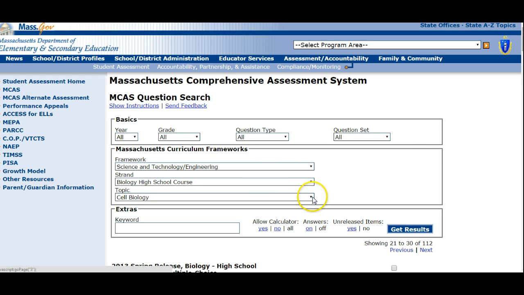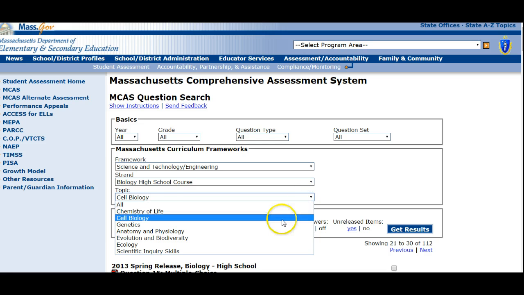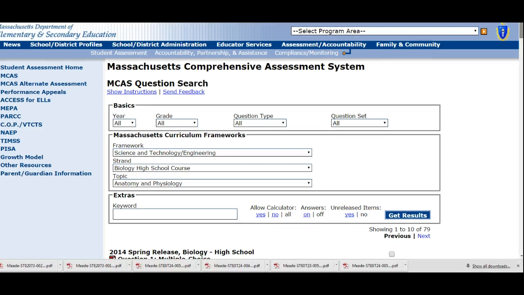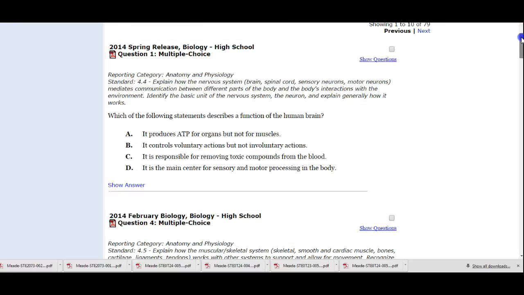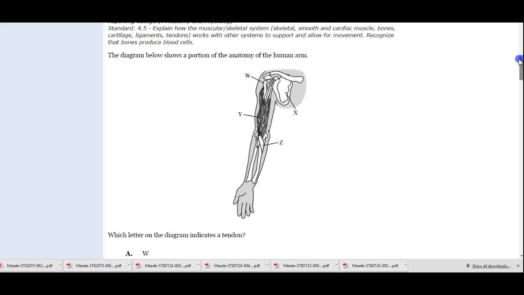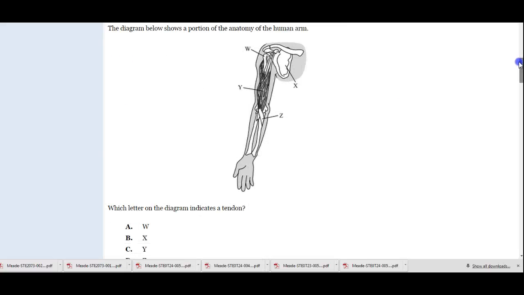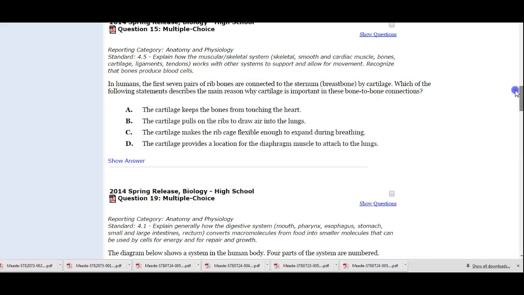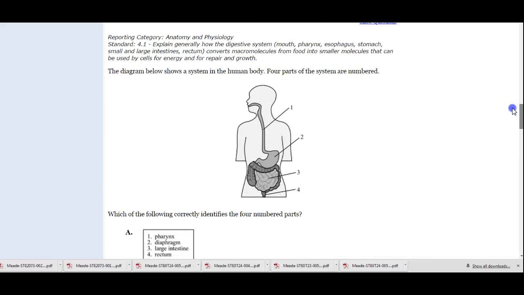So let's go to some very, very quick anatomy questions. And we spent a lot of time on digestion, and we've been talking about the respiratory system the entire year. We're going to spend a lot more time on anatomy. All right, so here's digestion.